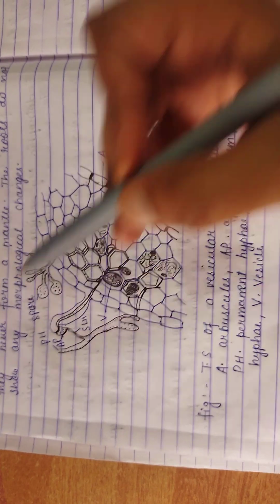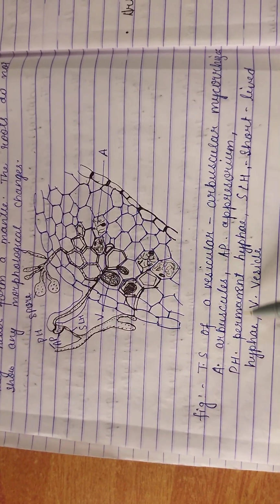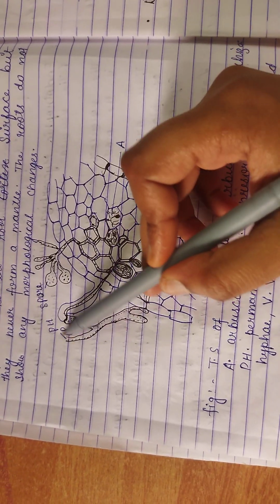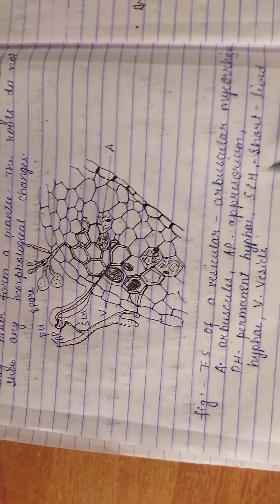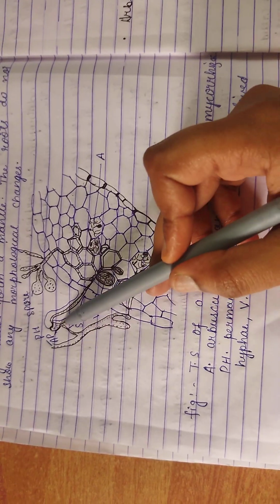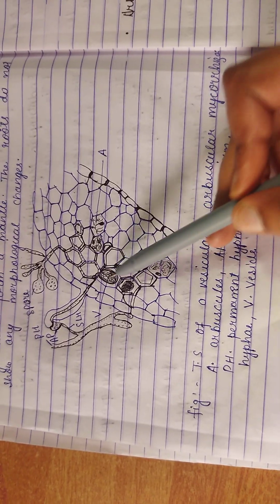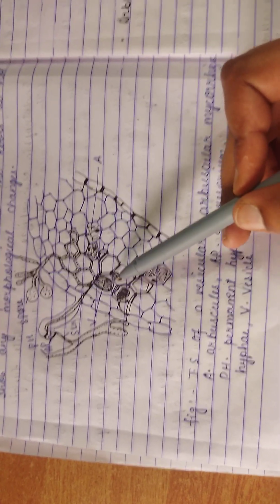AP is the appressorium. PH is the permanent hypha. SLH is the short-lived hypha. V is the vesicle.